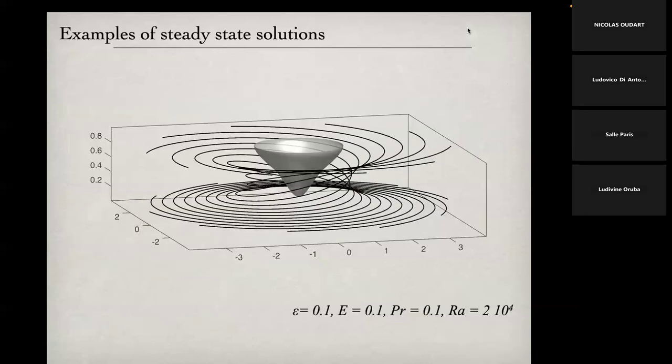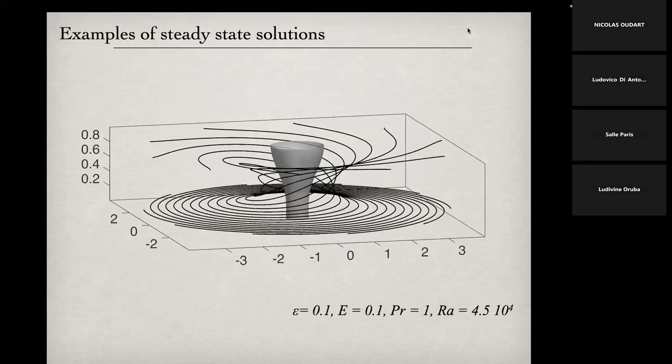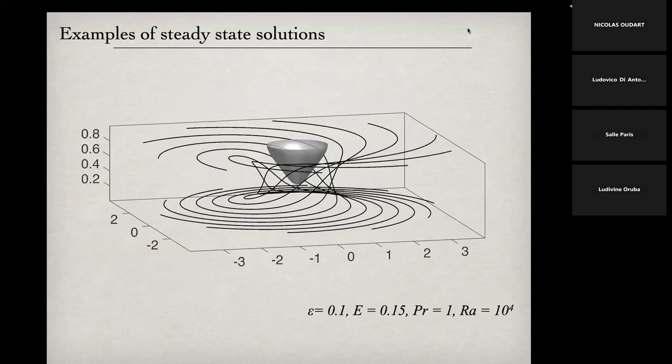Now, let me show you a few steady-state solutions we have obtained with our numerical code. Here I just selected cases where we got an eye. On this picture, the black lines correspond to the streamlines, and the gray surface corresponds to psi equals 0, which delimits the area of the eye. Depending on the values of the control parameters, we managed to get eyes, but with very different shapes.